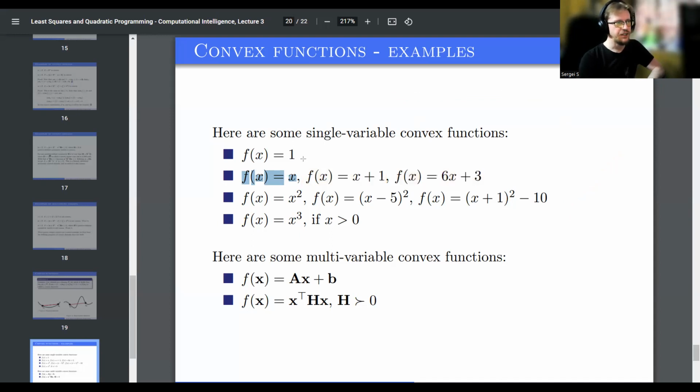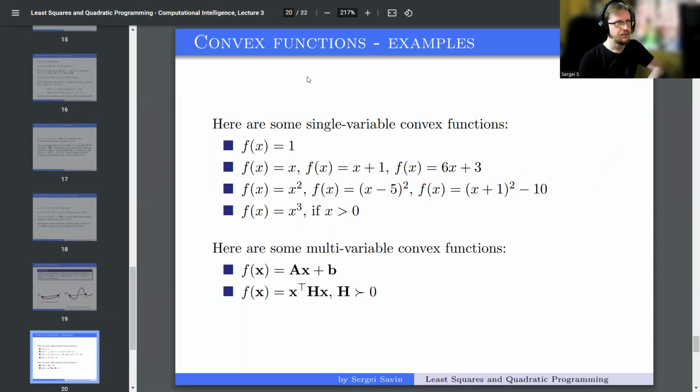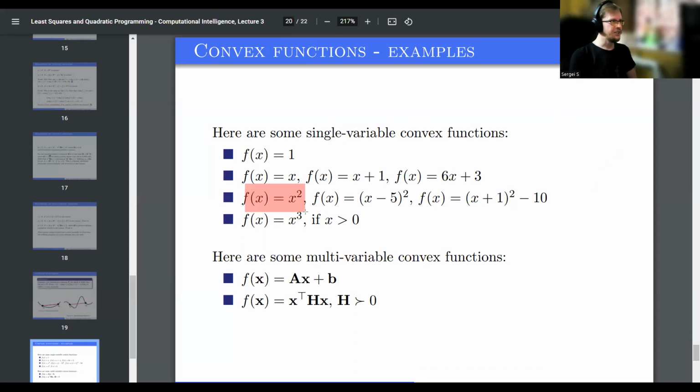Now, difficulties start when we start to think about quadratics. Is this convex? Can someone tell me? Yes, convex. How can we tell? How can you tell? There is only one minimum for this. But how do you tell it is convex and not concave, for example?